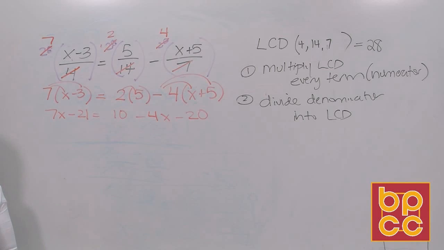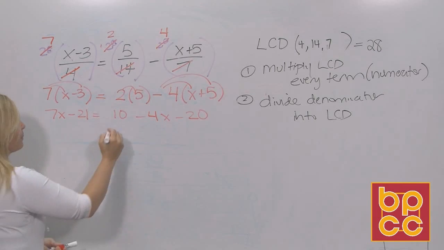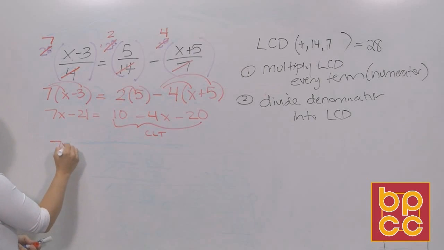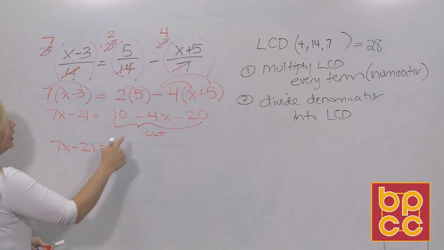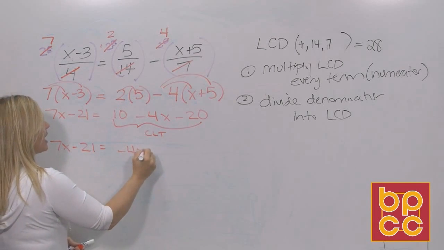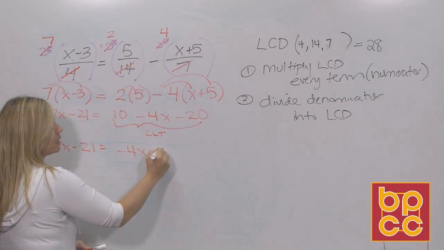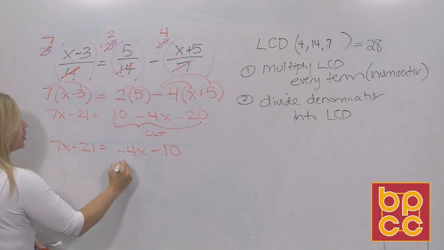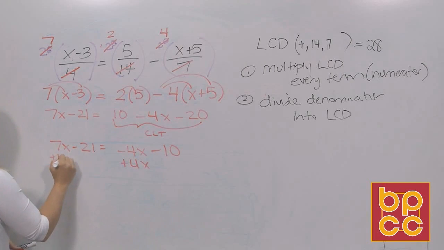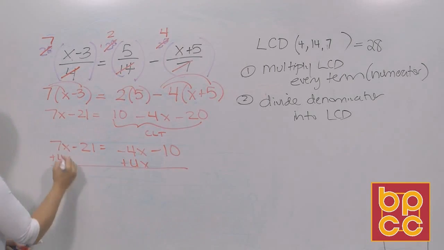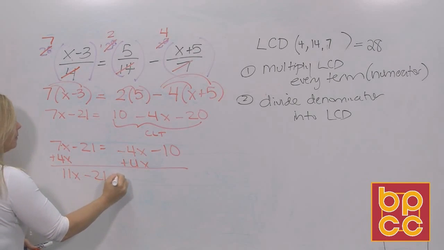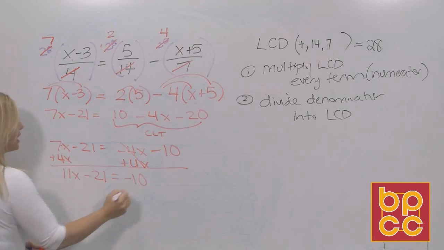What should we do next? Perfect. Step 3, we've got some collecting like terms. We're always going to collect like terms before we start moving. So that negative 4x is going to stay. 10 minus 20 is negative 10. Now, Miss Black's rule of thumb is you move the variables to the left. So we're going to add 4x. 7x and 4x is 11x minus 21 equals negative 10.